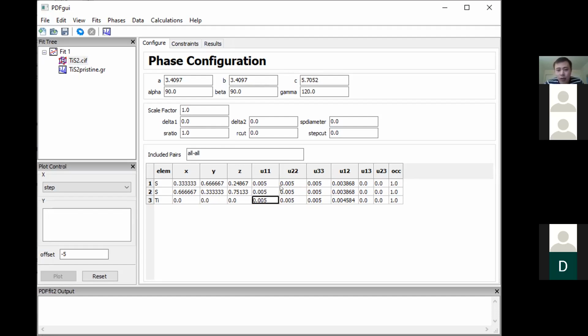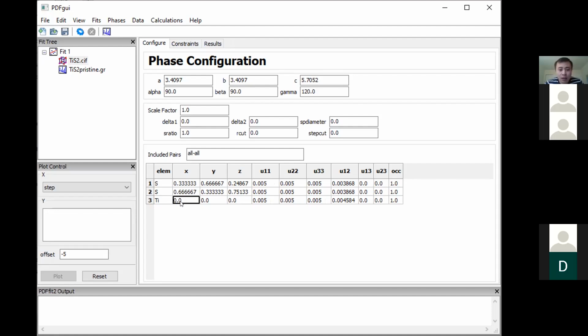0.005 is a good value to start with. It's good enough. It's a very good approximation for the transition metals. For titanium, this value is good. For sulfur, it could be a little bit more. Let's say somewhere like 0.09 or even 0.1 could be valid. So that's about the value.